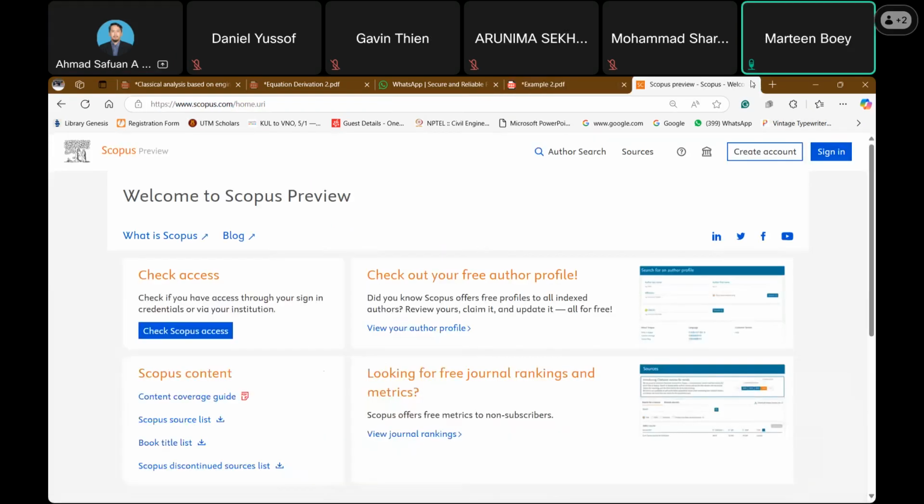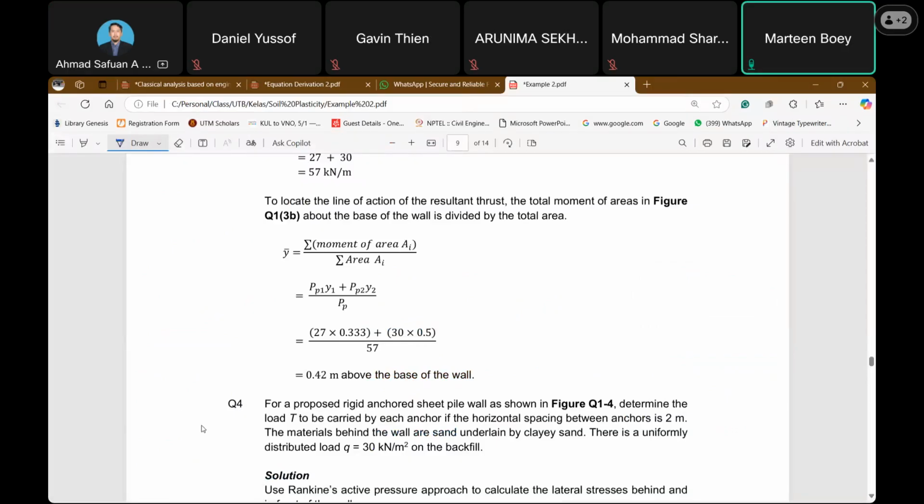So for the active side, we don't consider the negative force. Yes. But in the passive side, if there's a negative force, we also don't consider that, right? Yes. Because for the passive, we assume the soil.